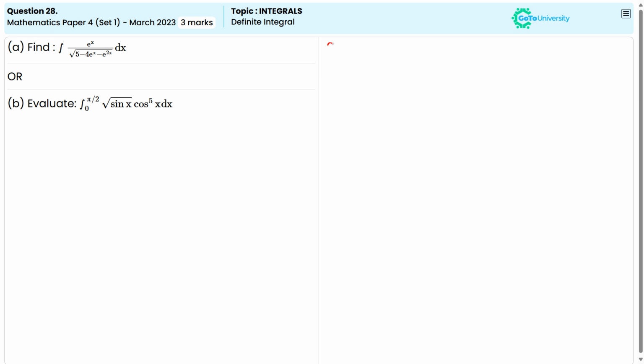Now let us solve question number B. Here the question is: evaluate the integral from 0 to pi by 2 of the square root of sin x into cos^5 x dx. Let us take the given value I equal to the integration with limits from 0 to pi by 2 of the square root of sin x into cos^5 x dx.